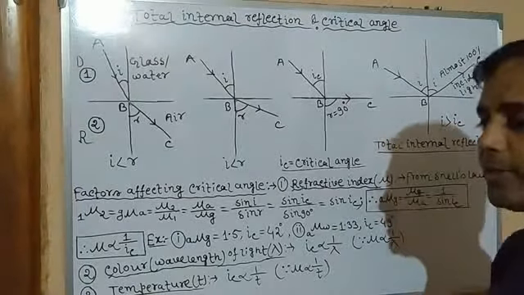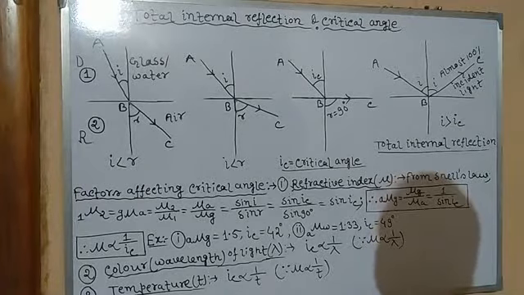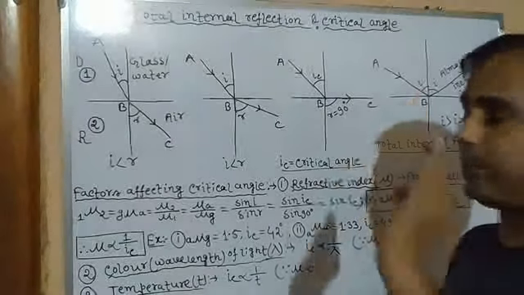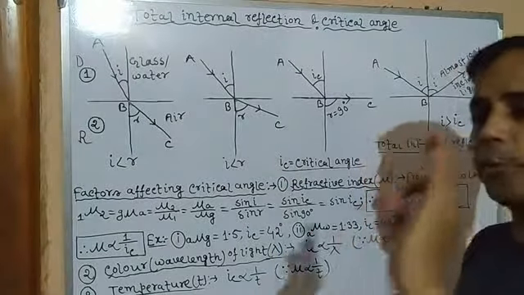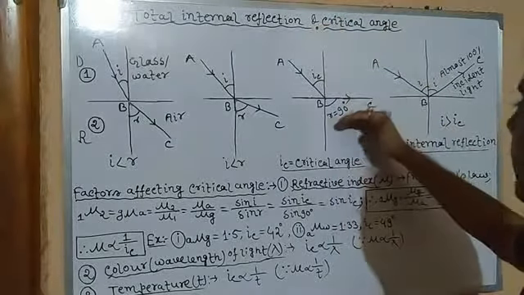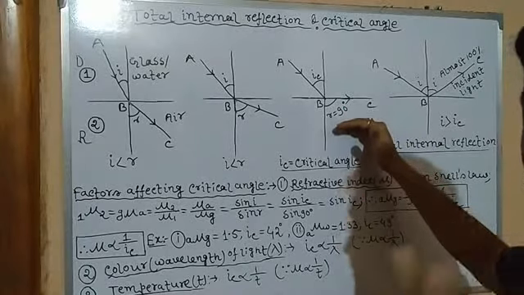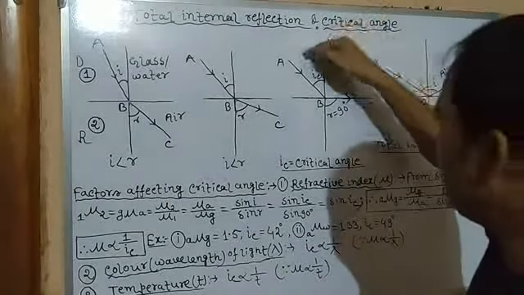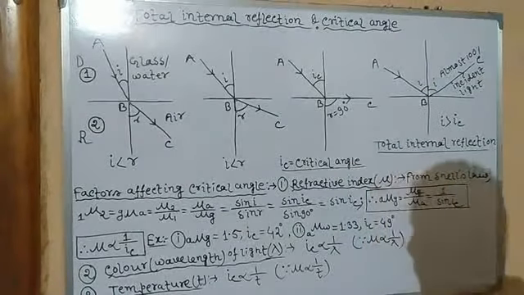From that we can easily define the critical angle. What should be the definition? When light travels from denser to rarer medium, the angle of incidence in the denser medium for which the angle of refraction in the rarer medium is 90 degrees is called the critical angle. Very simple. Clear? Now let's move further.